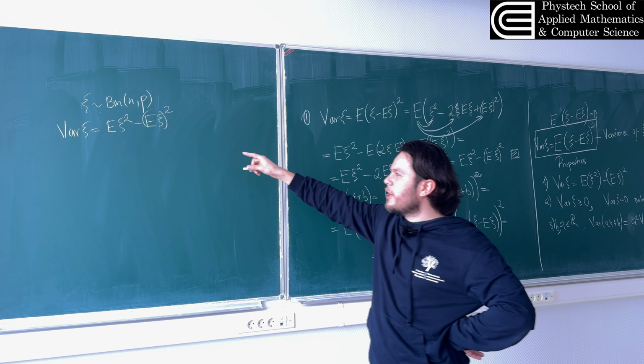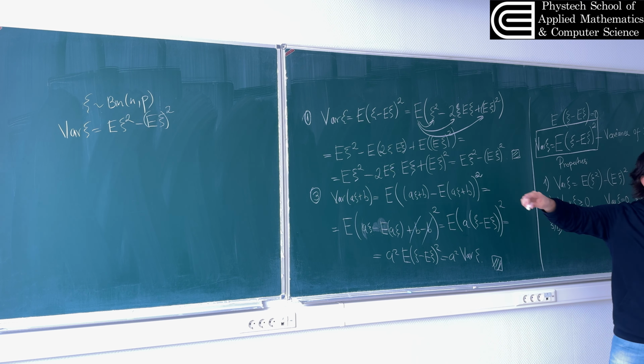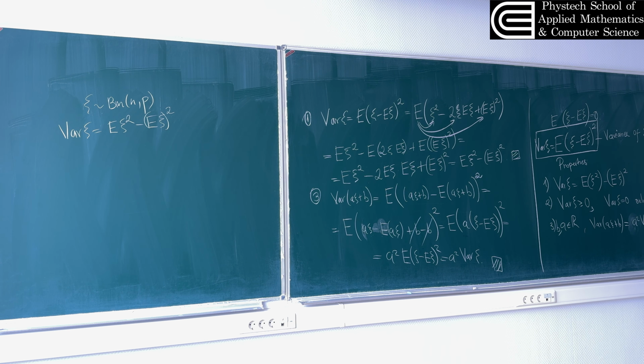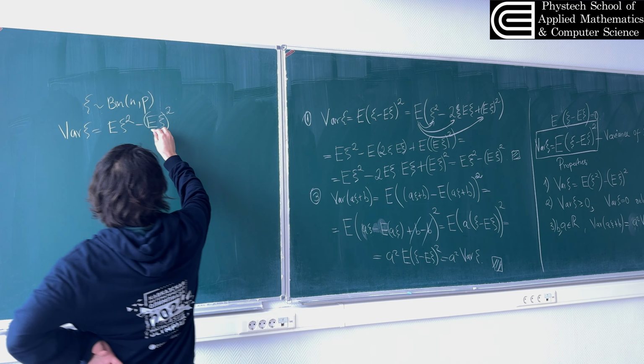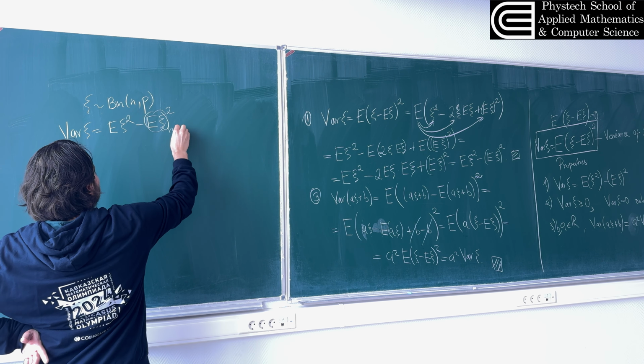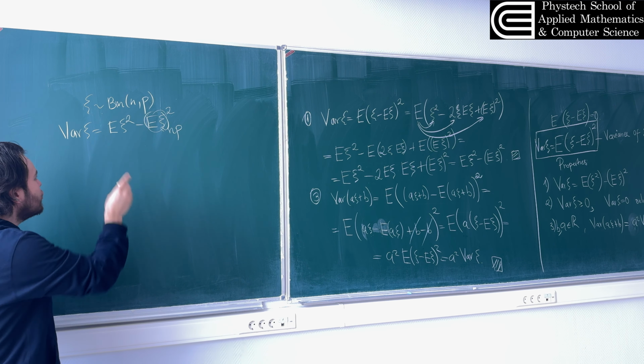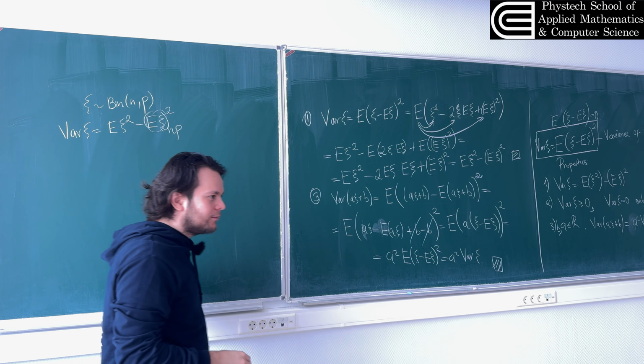From here, we already know what? We already know the expected value of xi, which is equal to what? np, right? So this is equal to np. We don't know the expected value of xi squared.